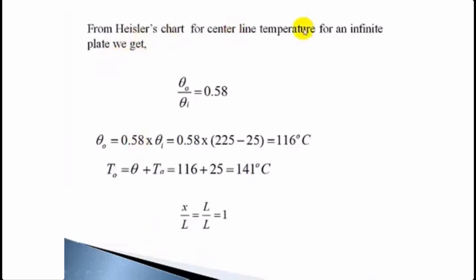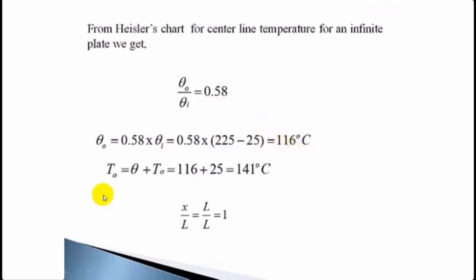So from Heisler's chart for central line temperature for an infinite plate, we get theta naught by theta I as 0.58. Now you can calculate theta naught as 0.58 into theta I. Theta I is the initial temperature difference, which is 225 minus 25, that will give 200. 200 into 0.58 will get 116 degrees centigrade. So this is the mid-plane temperature difference after 2 minutes.